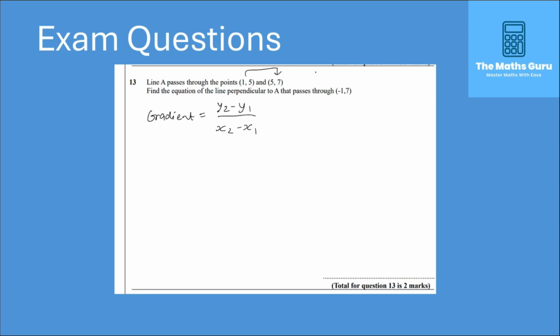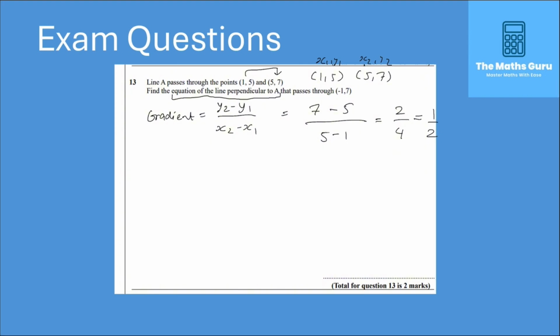So we label our coordinates as follows: x1, y1, x2, y2. Then this is equal to 7 minus 5 over 5 minus 1, which is going to give us 2 over 4, meaning the gradient is a half. Now, to find an equation of the line perpendicular to A, we need to apply the negative reciprocal.